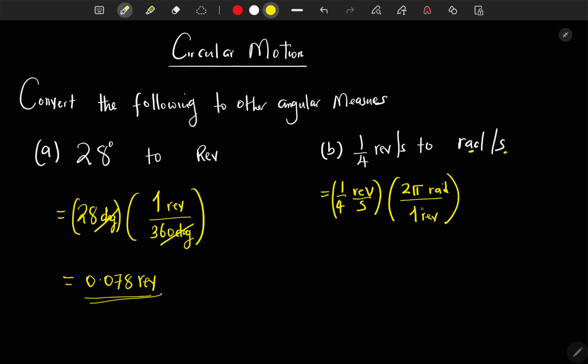So a rad will be there because one revolution in rads is actually 2 pi. So what do we get? Revolution gone. So I will remain with rad per second. So which is 2/4, which should give us 0.5. So we are getting 0.5 pi rad per second.